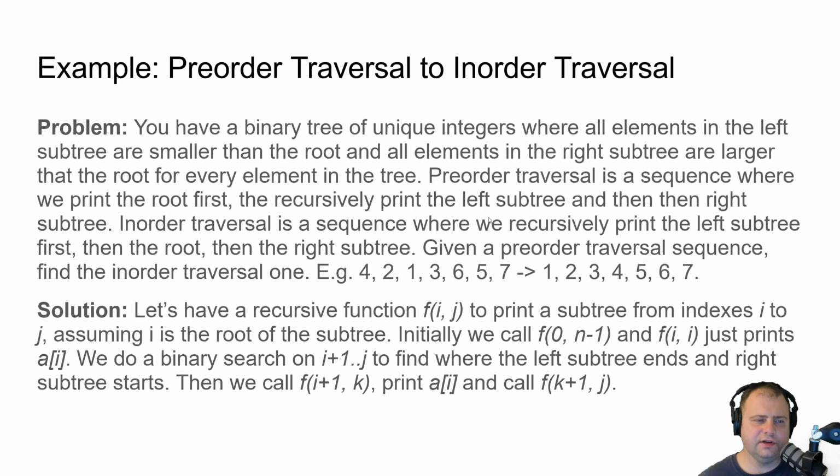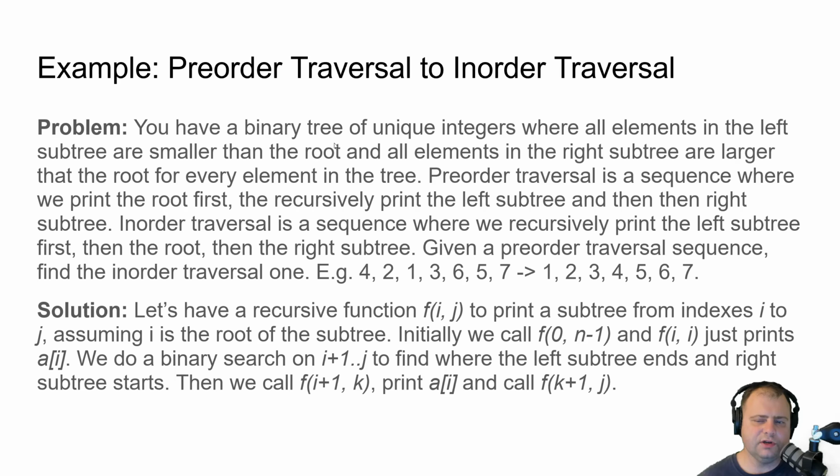Then let's take a third example: preorder traversal to inorder traversal. You have a binary tree of unique integers. And now the twist: all elements in the left subtree are smaller than the root and all elements in the right subtree are larger than the root, for every element in the tree. So you can pick any element as a root of a subtree and then check its subtrees to the left and to the right.